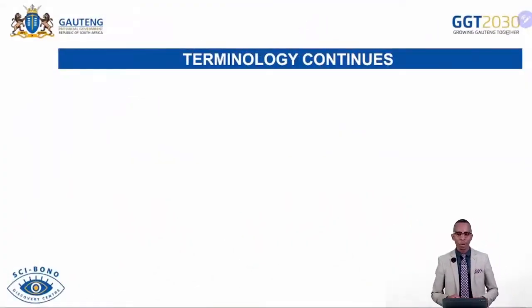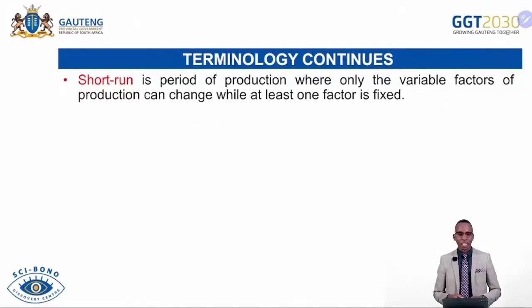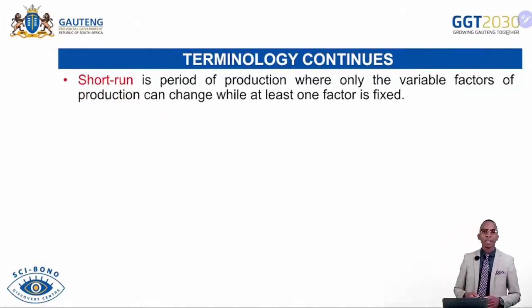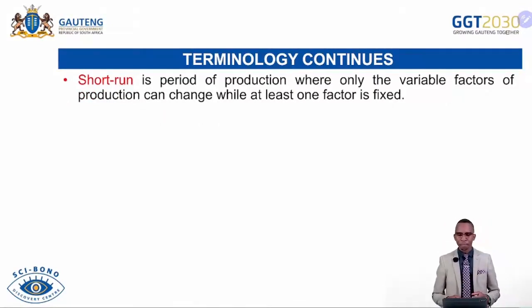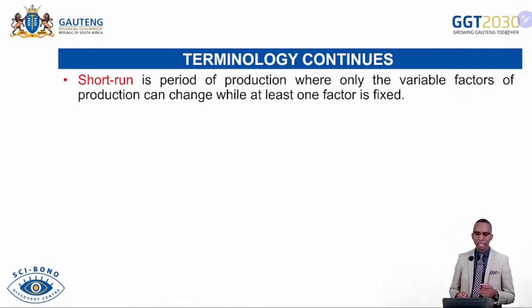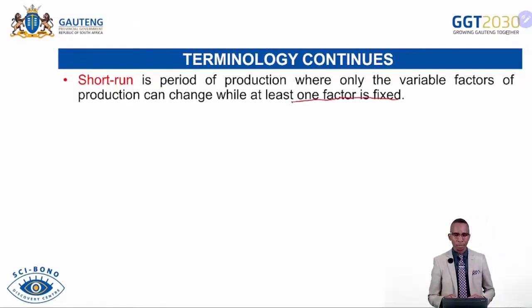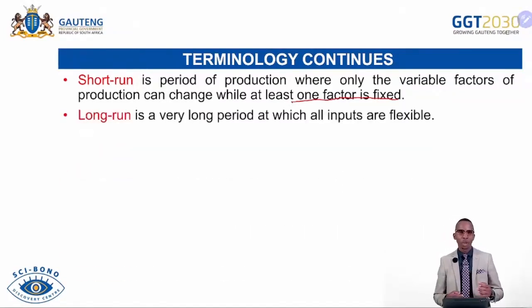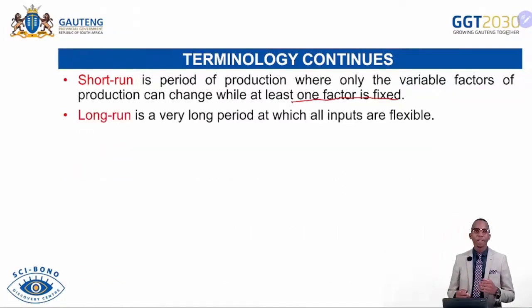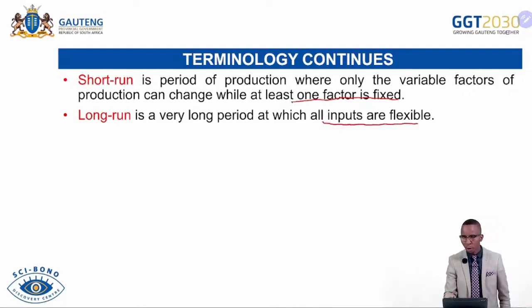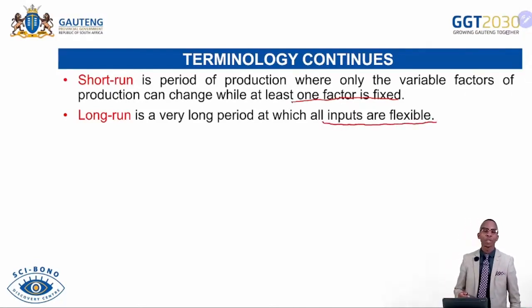We continue with the terminology. The short run. This is a very short period of time in which only variable factors of production can change while at least one factor is fixed. So in simple terms, it's a short period of time in which one input is fixed. And then the opposite one, which is the long run. This is a very long period of time in which all inputs are flexible, meaning all inputs or all factors of production can change.